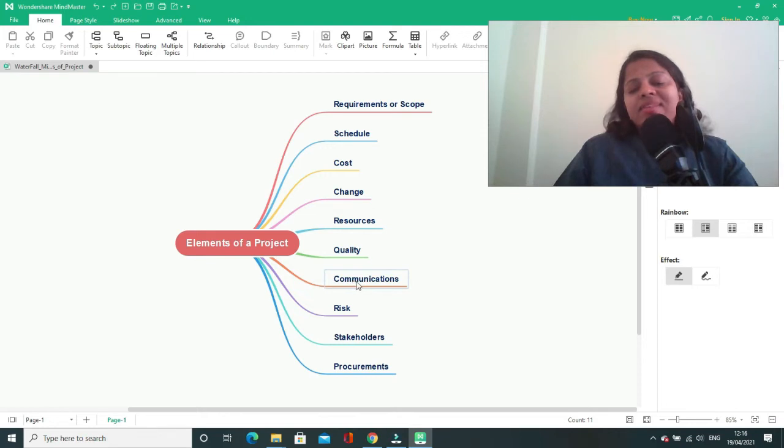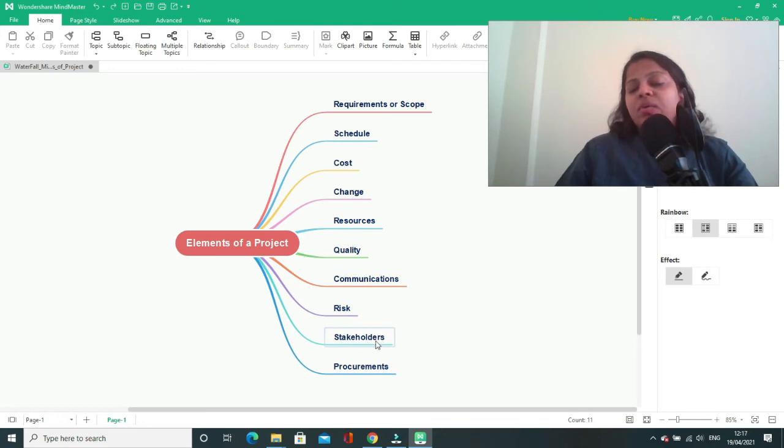The next element is communications. Communications with all the stakeholders of your project, like communication with the customer, communication with the team, communication with the sponsor and other stakeholders of your project. You need to manage all these communications throughout the project life cycle. Risk is also one of the important elements of a project. Risk could be related to schedule, cost, resources, quality. It could be related to any aspect of your project. So you need to manage risk throughout your project life cycle.